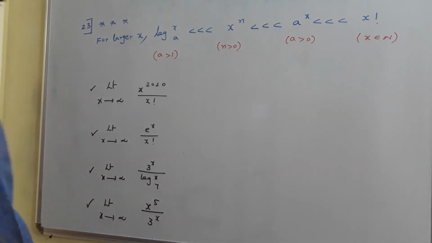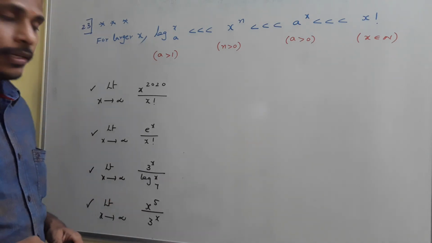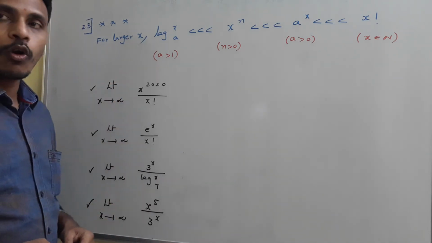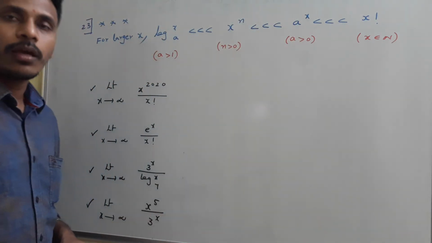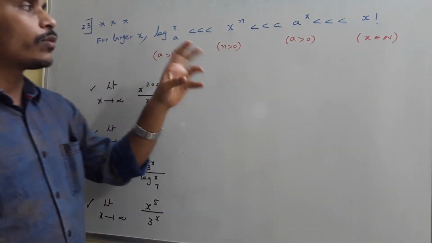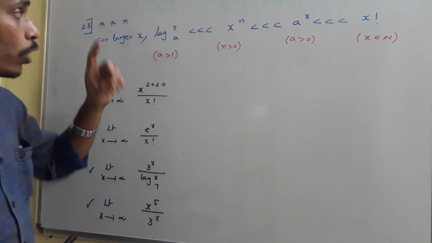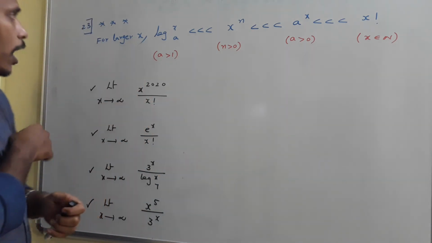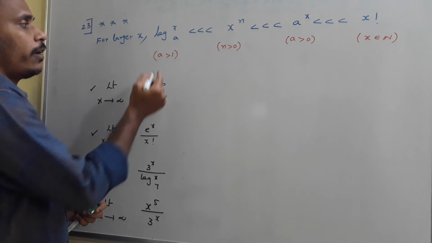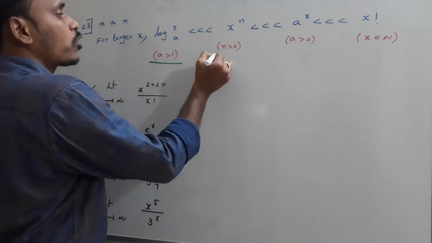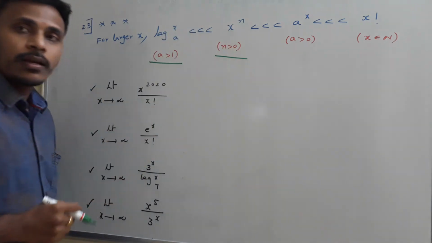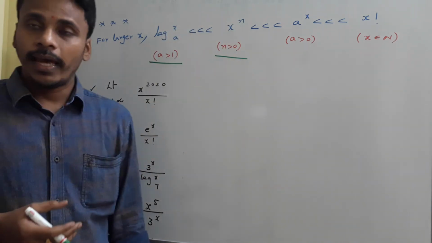Limits at infinity. Limit x tends to infinity. To solve these types of problems, this is a very useful line: a useful comparison between different functions. When you look at all these things, logarithm of x to the base a, so a logarithmic function, and x to the power n, which is usually an algebraic function, x power n.